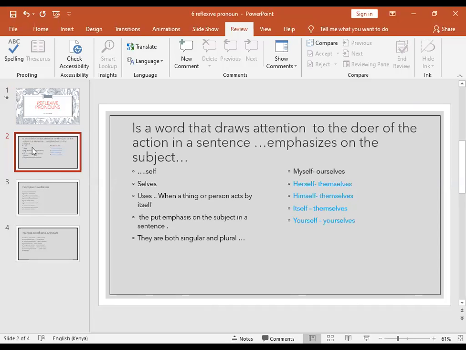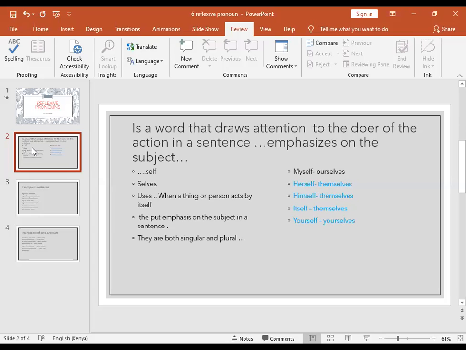So this particular group of pronouns takes self. The pronoun is combined with self or selves. Of course, it is now easier: selves go with plurals and self goes with singulars. It is drawing attention to the doer of the action, that however hard that task might have proved to be, it was performed by the doer or by the subject.